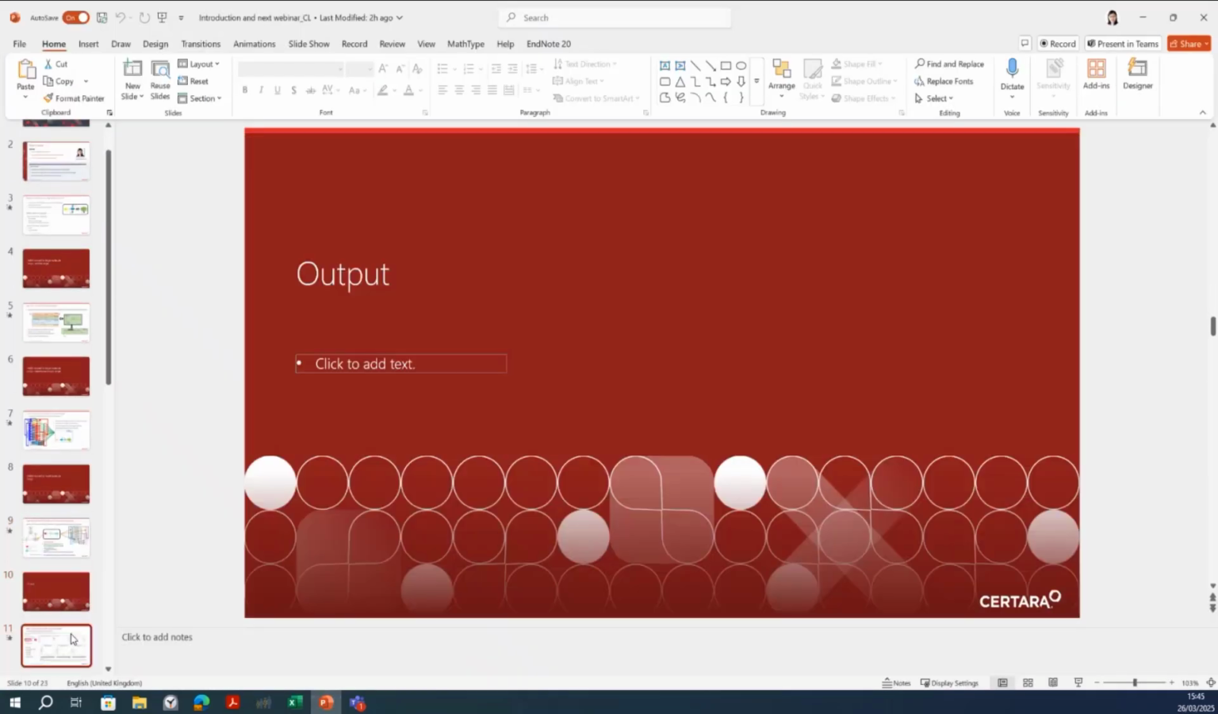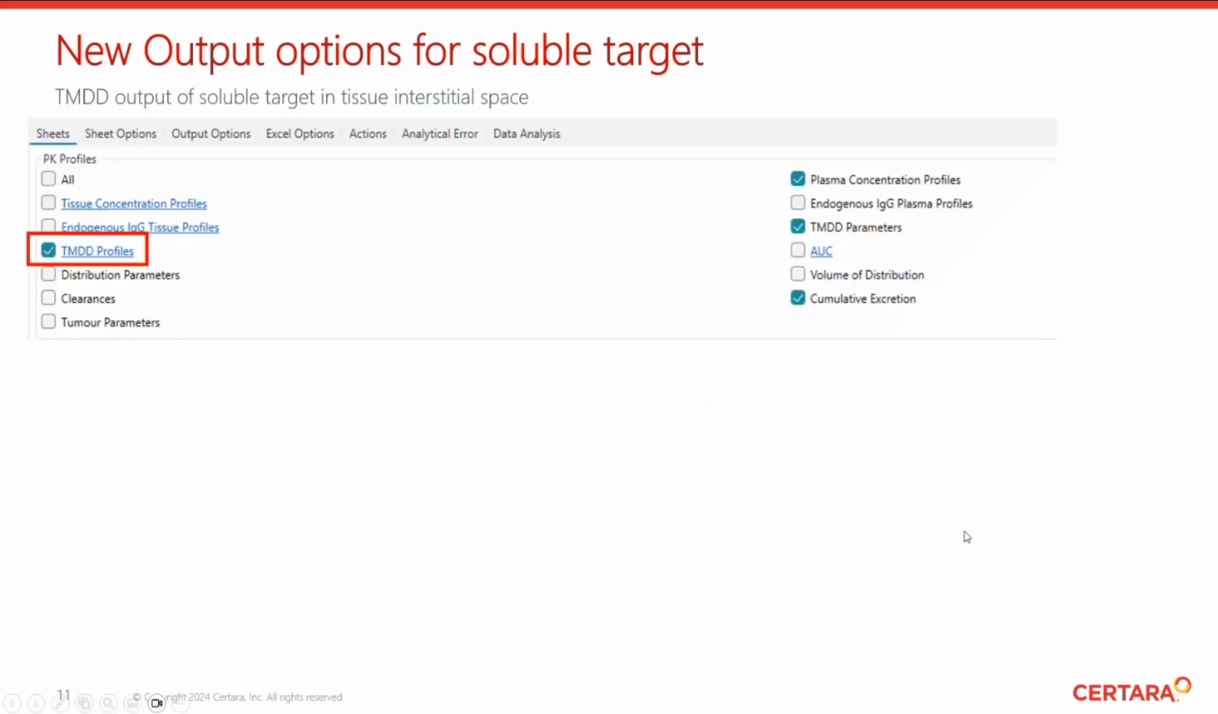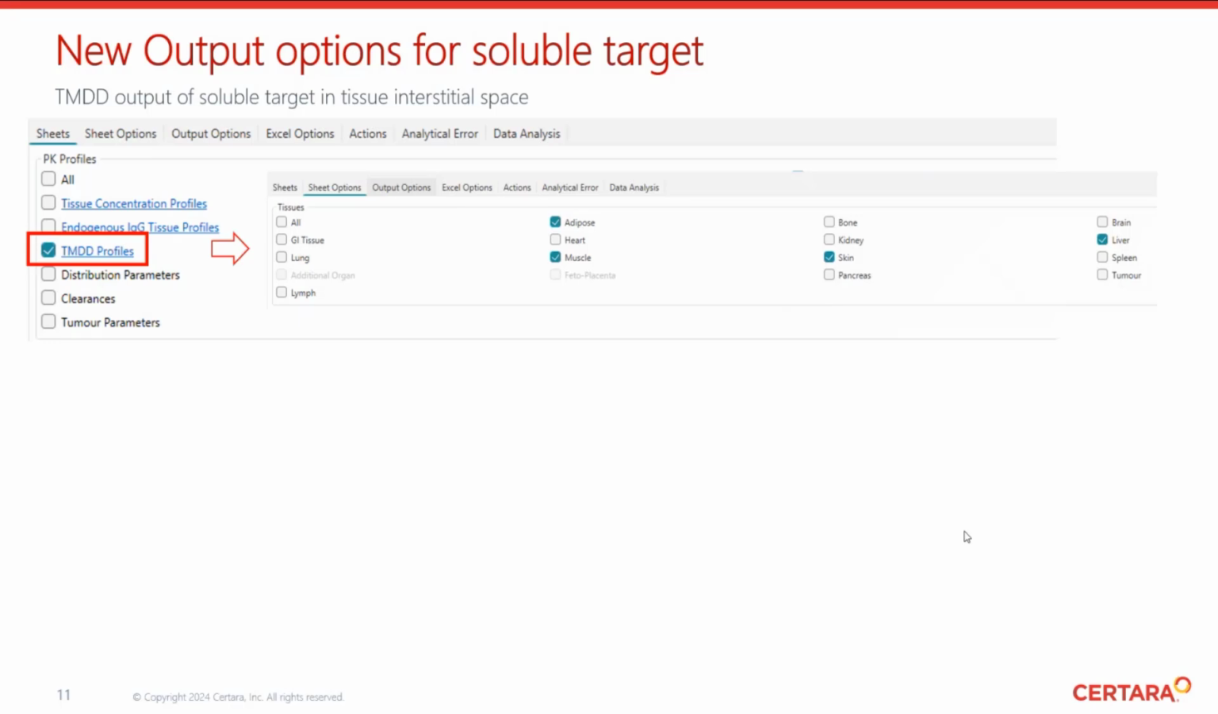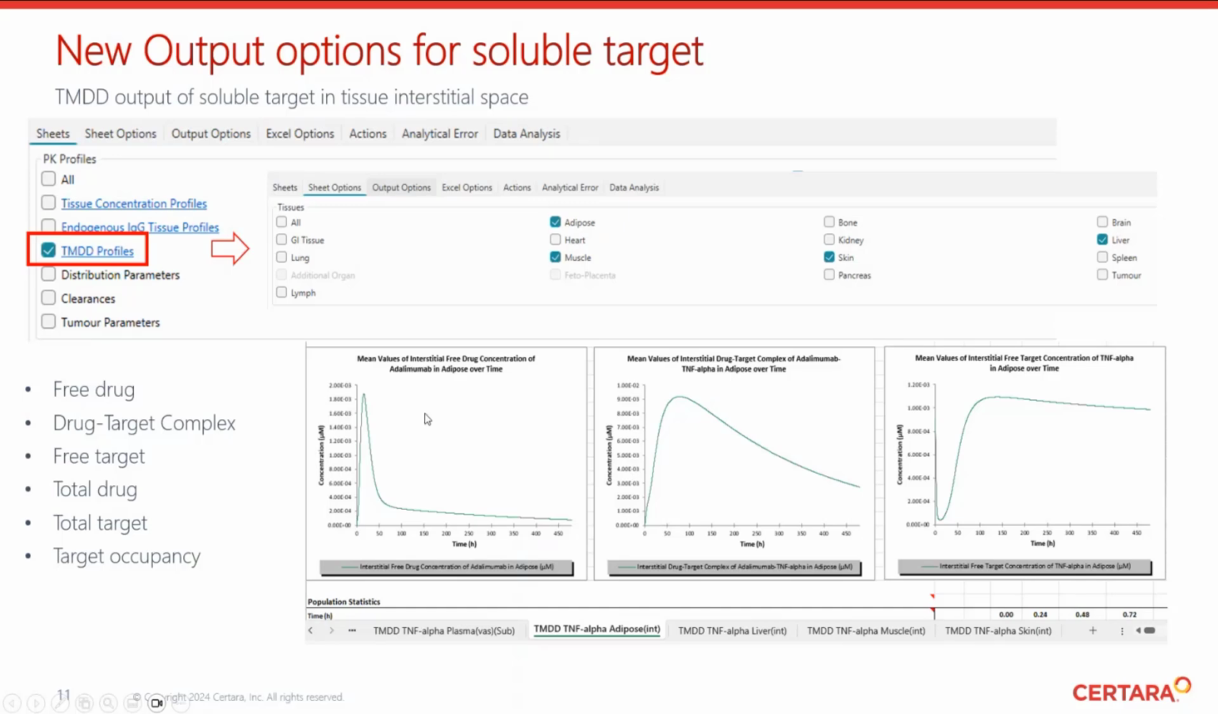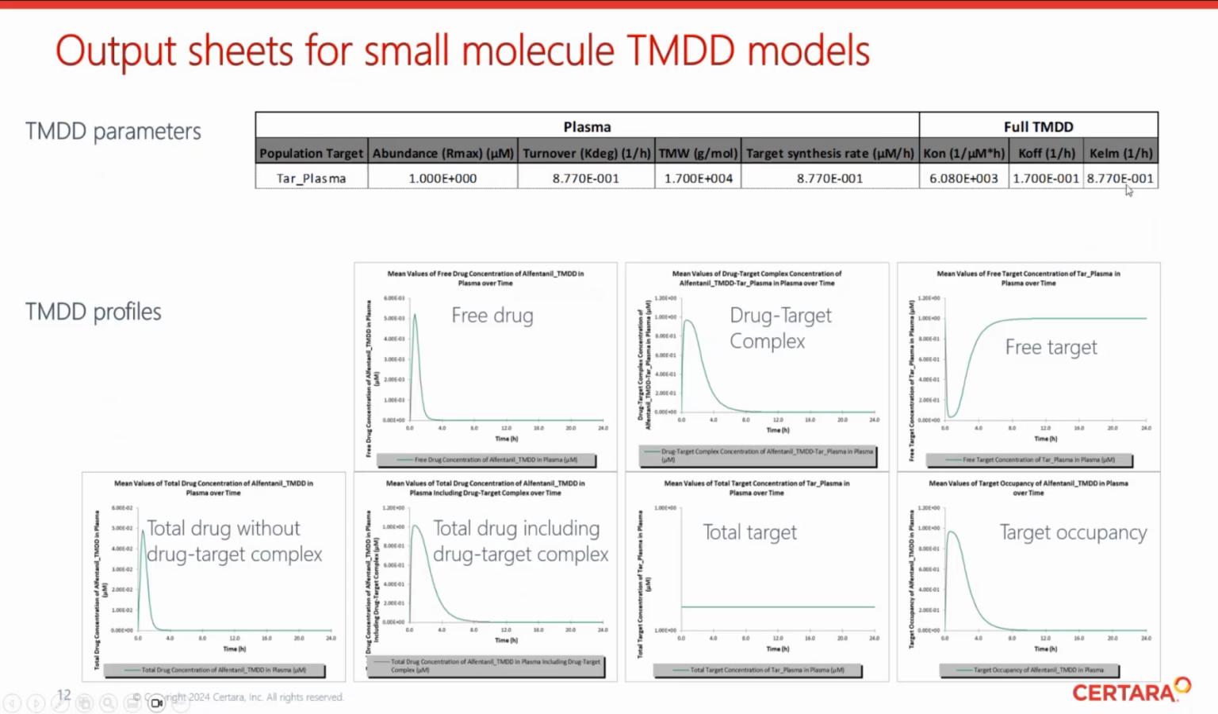In terms of the output, we have provided the option of TMDD profiles for soluble targets in the tissue interstitial space. The TMDD profiles are now hyperlinked to the tissues on the sheet options. When the tissues are selected, we can output the TMDD profiles: the free drug concentration, drug target complex, free target, total drug, total target, and total occupancy in the selected tissue. And also for small molecules, we output the TMDD parameters and TMDD profiles. In addition, the output includes the total target concentration, the total drug including drug target complex, and the total drug without drug target complex.